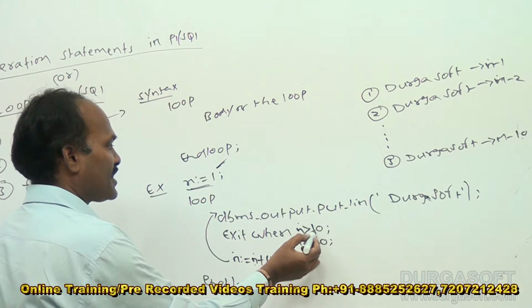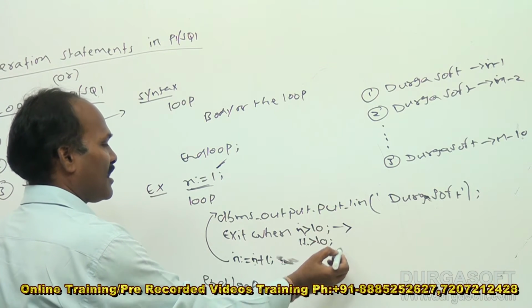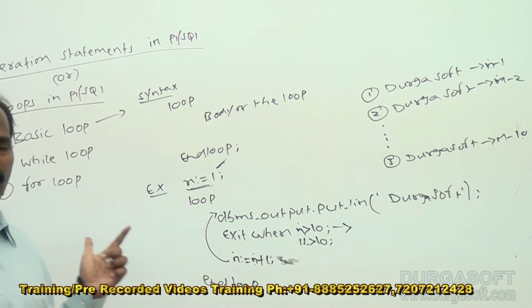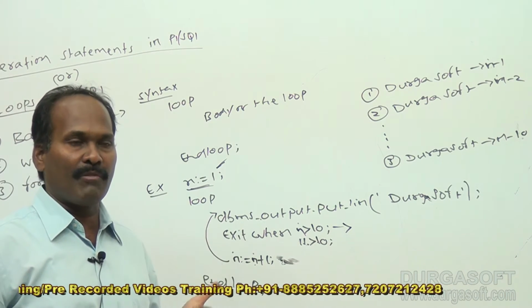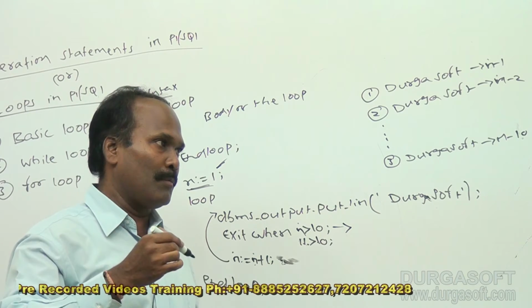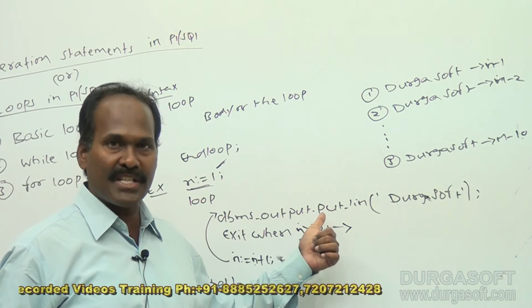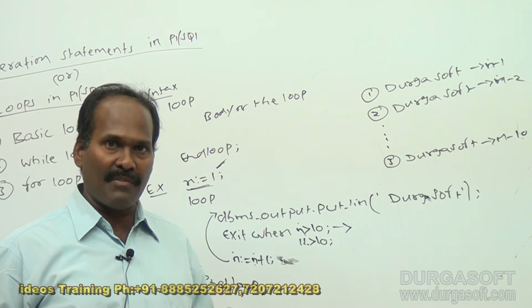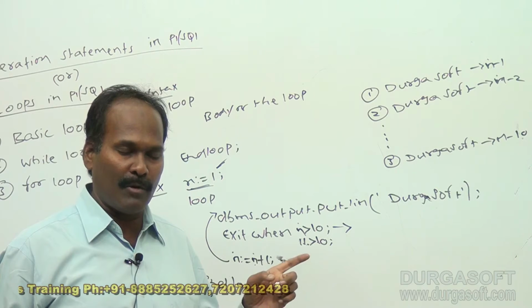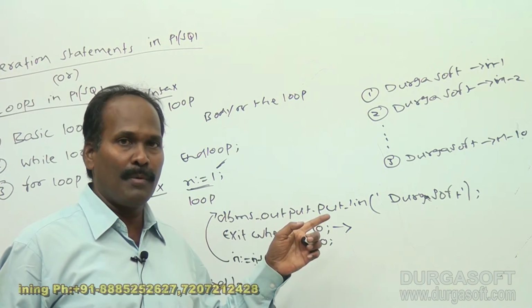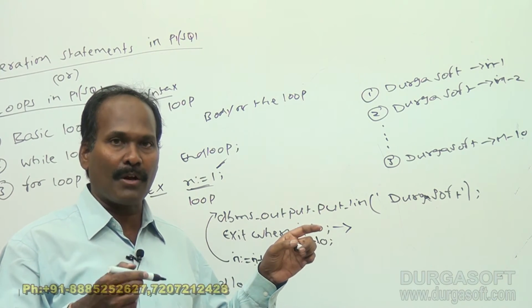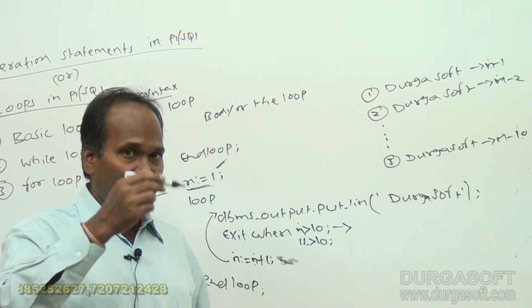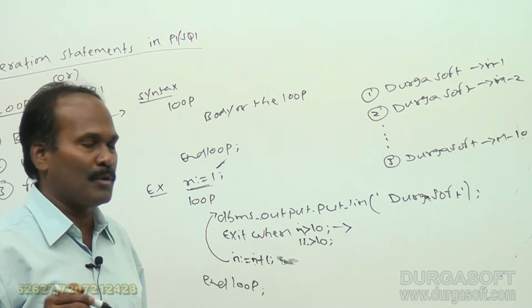Exit when n is greater than 10. That means explicitly we have to give the exit condition. But in case of while loop and for loop, we specify the condition for true. Whenever the condition is true there, the body of the loop is executed. Here whenever the condition is true, the loop is exited. This is for exiting and that is for execution. Don't get confused. In basic loop, we write a condition for exiting, for closing the loop. But in while loop and for loop, we just write a condition for execution of the body of the loop. That is the main difference.